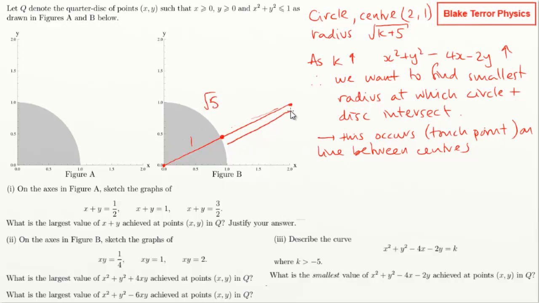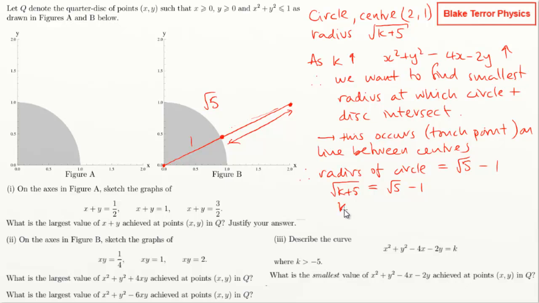So this distance here, so therefore radius of circle is equal to root 5 minus 1. Okay, because that's the bit that's left. We've got root 5 all the way from the origin up to the center of the circle, and we take 1 off for the radius of the disk. Okay, so that is our radius. So, and that is equal to root k plus 5.